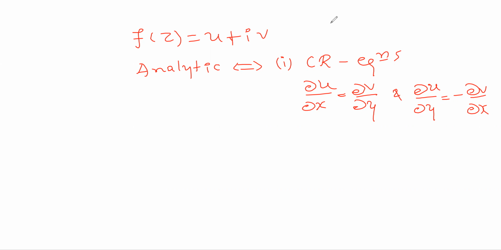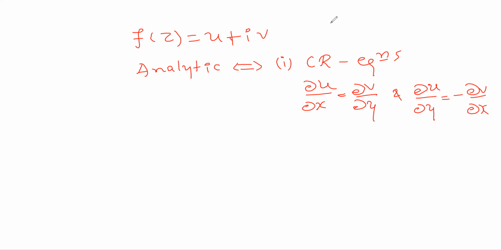be analytic. Based on this, they may ask one question: the necessary conditions for a function to be analytic are like that. They will give the options. First option, ∂u/∂x = ∂u/∂y and ∂u/∂y = ∂u/∂x. Second option, they just play with the signs: ∂u/∂x = -∂u/∂y and ∂u/∂y = ∂u/∂x. Third option, the right option, like that they will give.